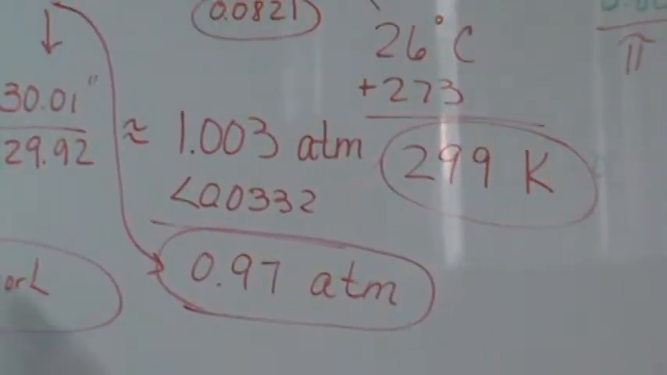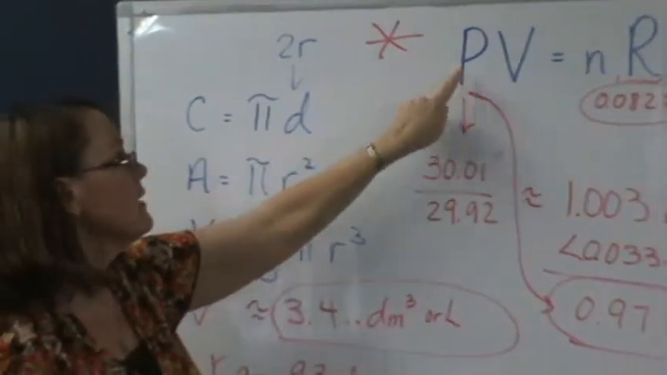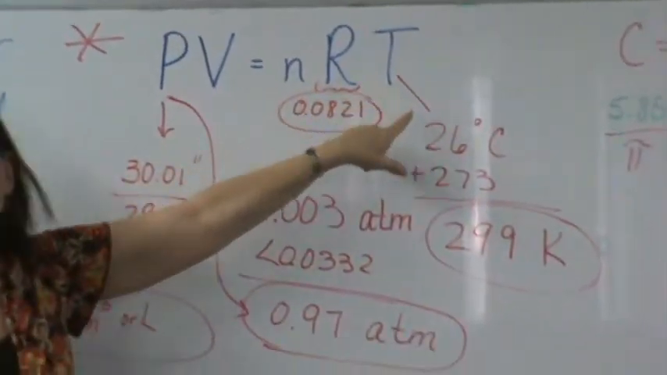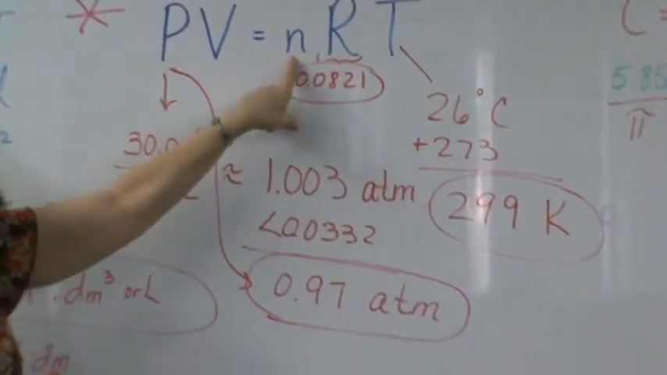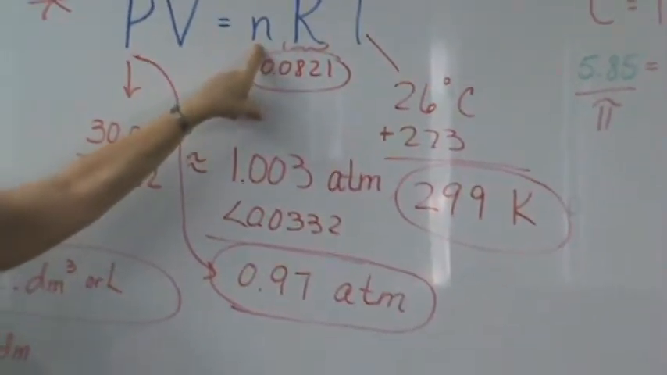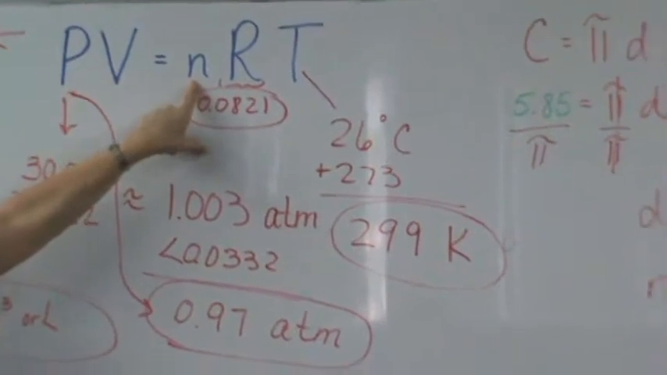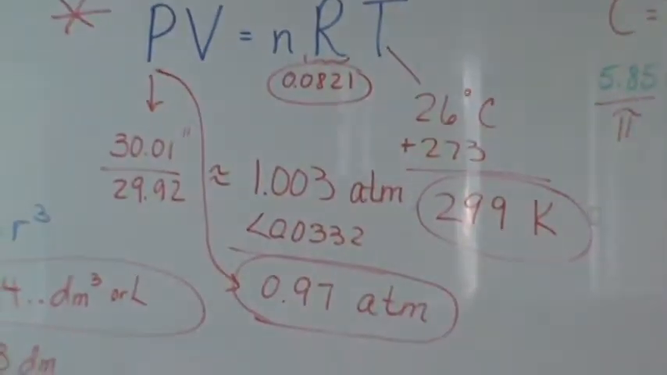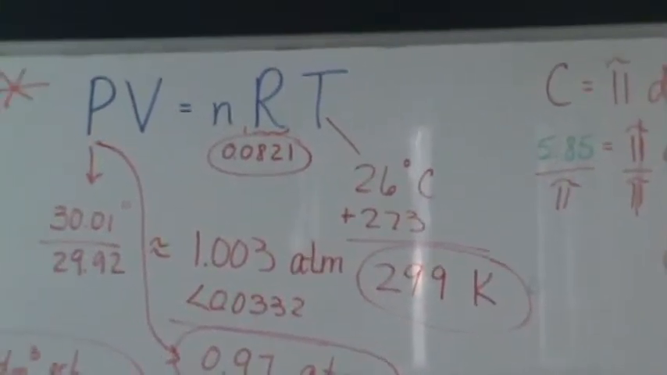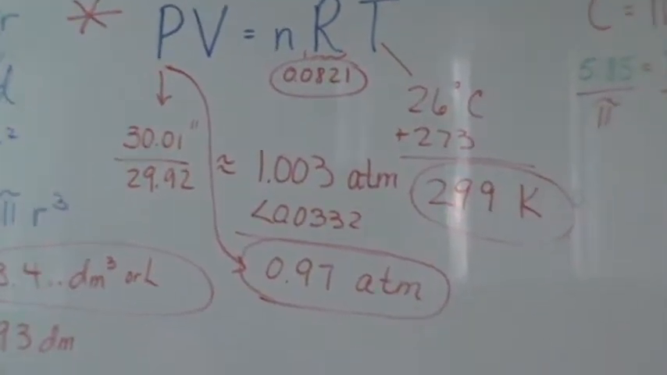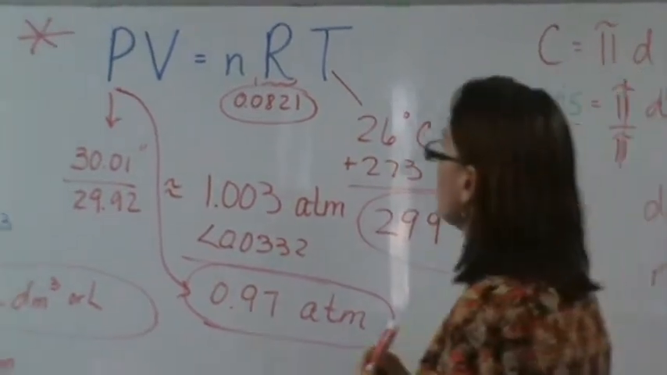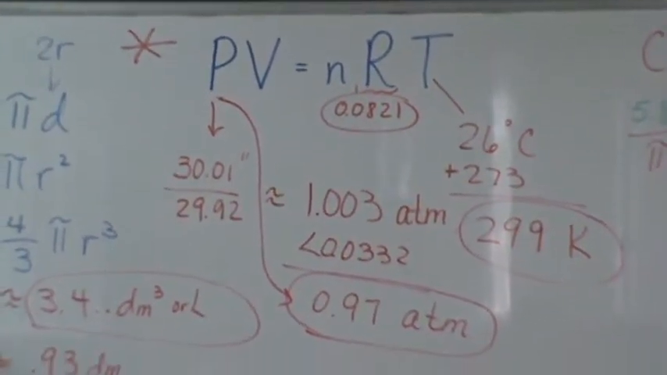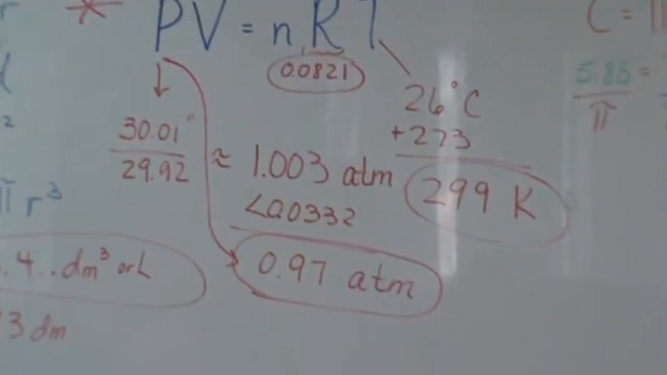So now, algebraically, I have P, I have V over here. I have R and I have T. Now you want to solve for N, okay? And you should all come up with fairly similar values for N. What did we get for your volume? 3.4? N is the moles, okay? N equals P V over R T.